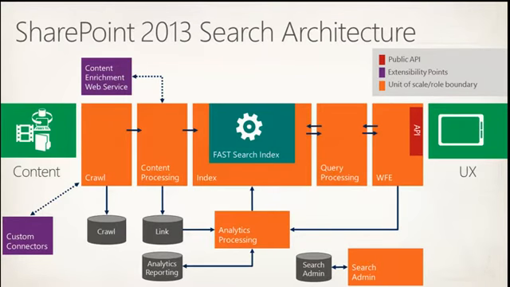In the FAST Search core, that's where all the documents are fed from the content processing, after basically taking PDFs and Word documents, converting them all to text and handing them off to the search index. It creates the inverted index that's now available from the web front end for the query processing to query. On the right-hand side, you have the UX, which could be the SharePoint UX out of the box, or custom-created apps.